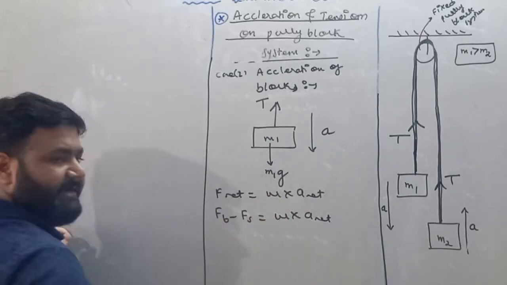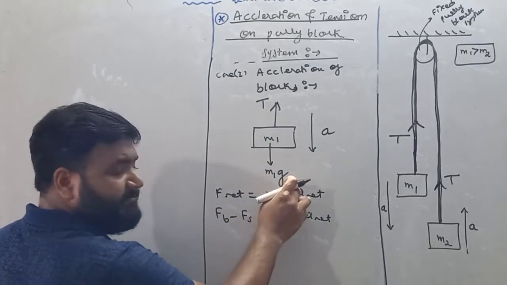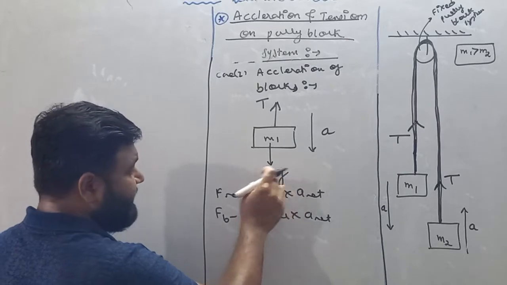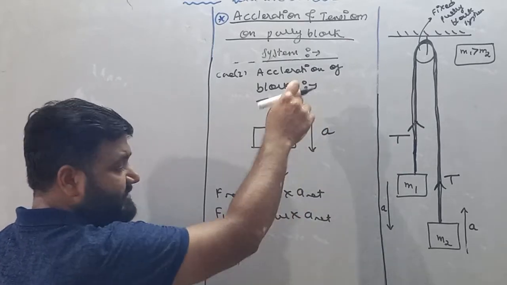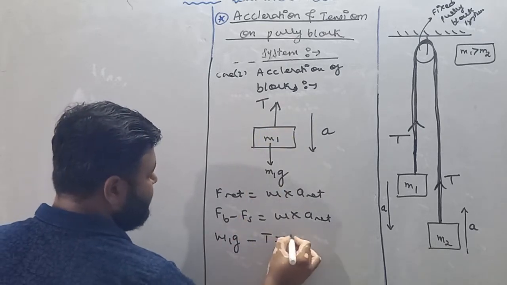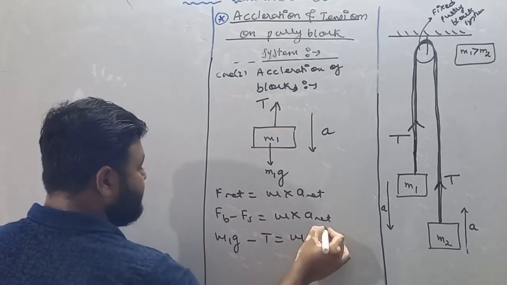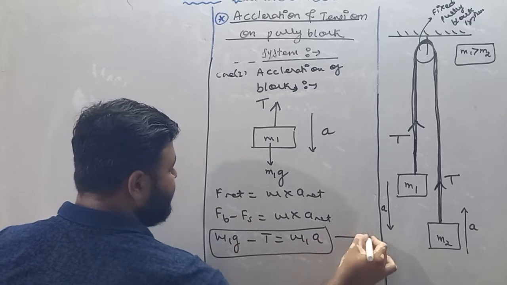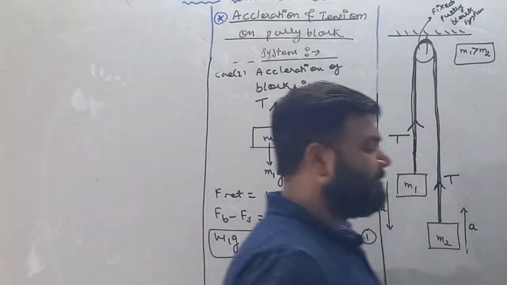Now see, my dear student, the bigger force is m1g, because in the direction of m1g acceleration is there. So m1g minus T is equal to m1a. So this is our first equation. Let it be equation number 1.